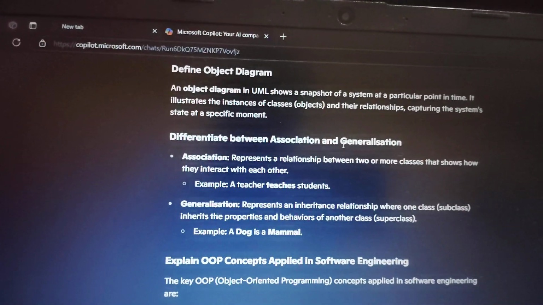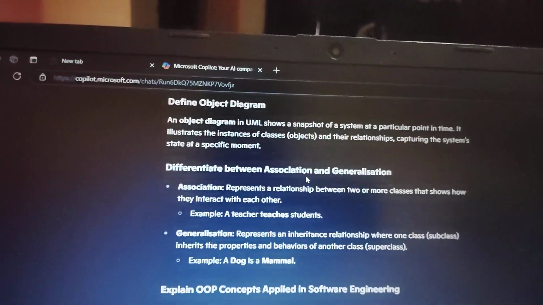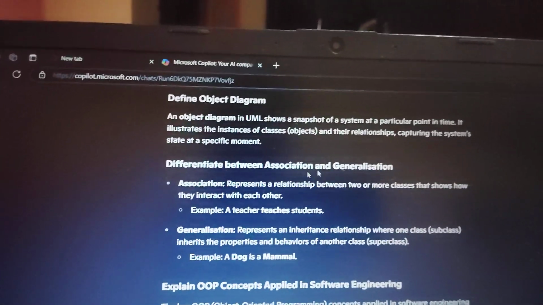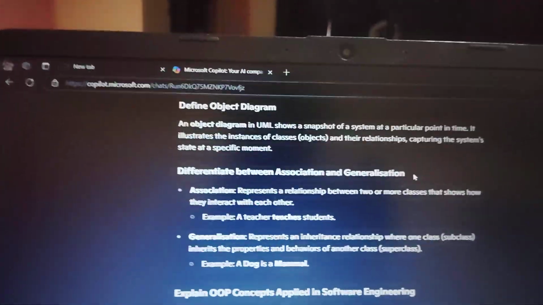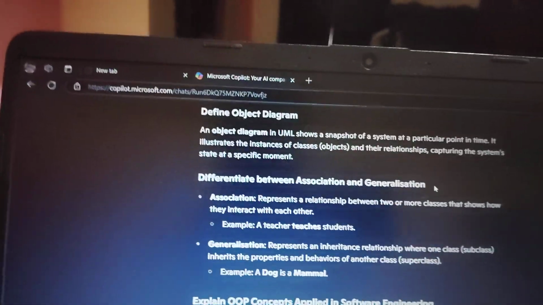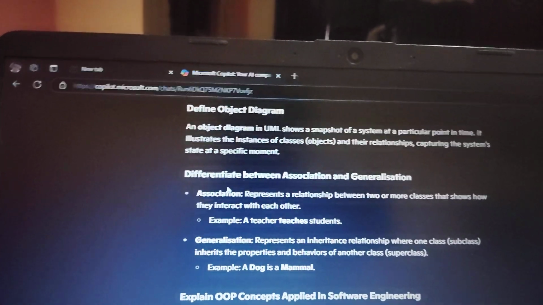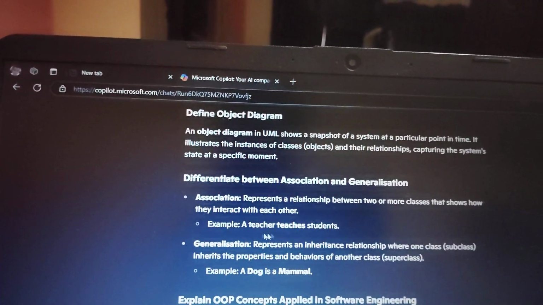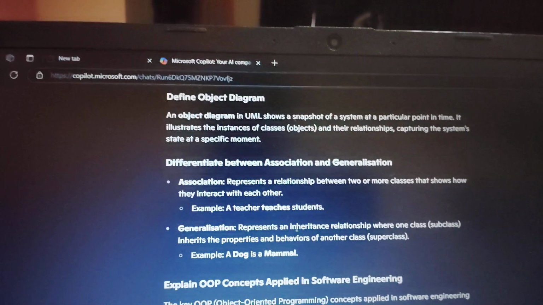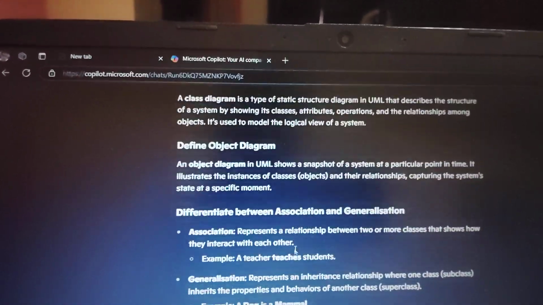Differentiate between association and generalization. Association is, for example, a teacher teaching a class. Generalization is, for example, a dog is a mammal. We need to track the point and elaborate on it. Just remember, generalization is a type of relationship, and association is a group. Association represents a relation between two or more classes that shows interaction, like teachers and students. Generalization represents an inheritance relationship where one class inherits the properties and behavior of another class. A dog is a mammal.